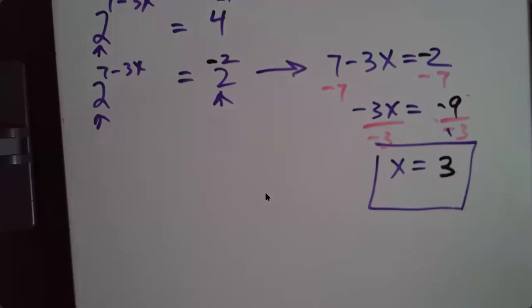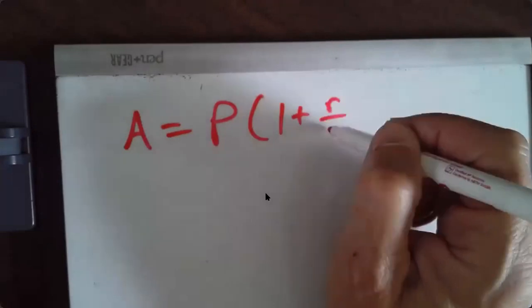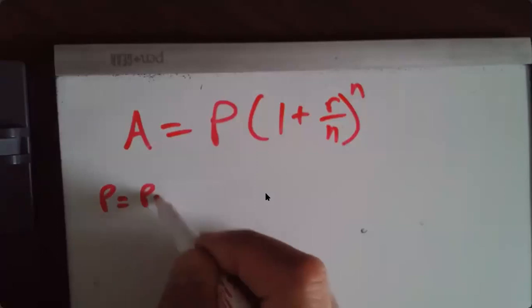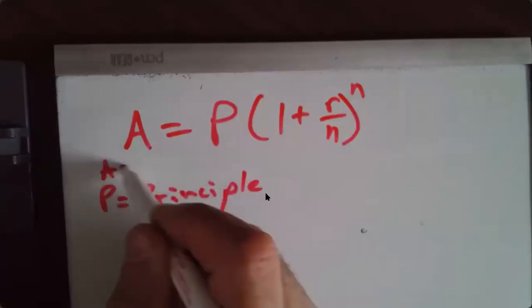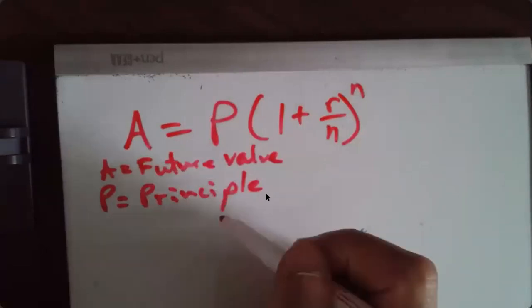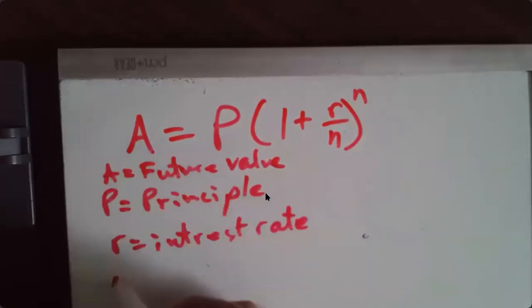Okay. Compound interest problem. We have amount equals principal times 1 plus r over n to the n power, where p is principal, a is future value, the value after interest, r is your interest rate, and n is your compound period.